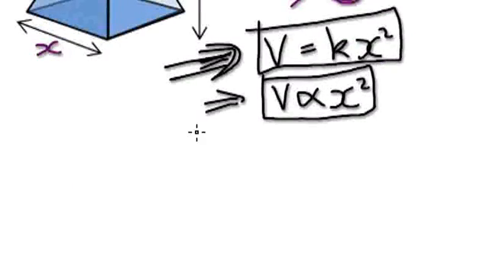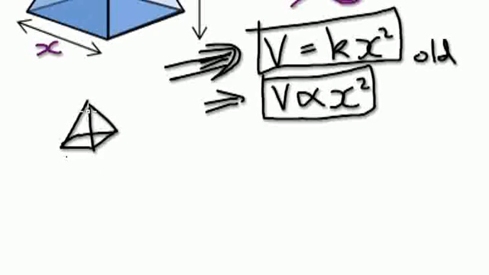So let's look at this here. This is our old volume. Currently we've got a pyramid. Well, I can't draw it, but it's going to be something like this. We've got a pyramid where this is x, the height is h. So the volume of our old shape here is k x squared.